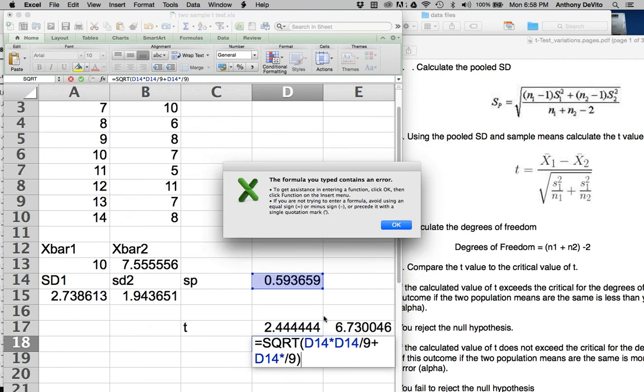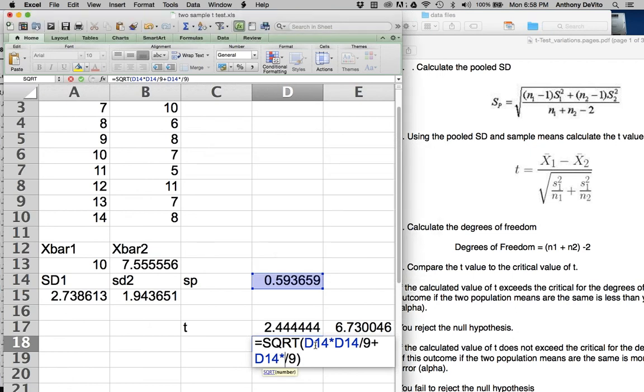Oh, no. I was going to say there's a multiplication. Yeah, okay. So first I got to do this. I forgot. You forgot to square it also? Oh, yeah, I forgot. I didn't put in the D14 again. Okay, got 2 points.